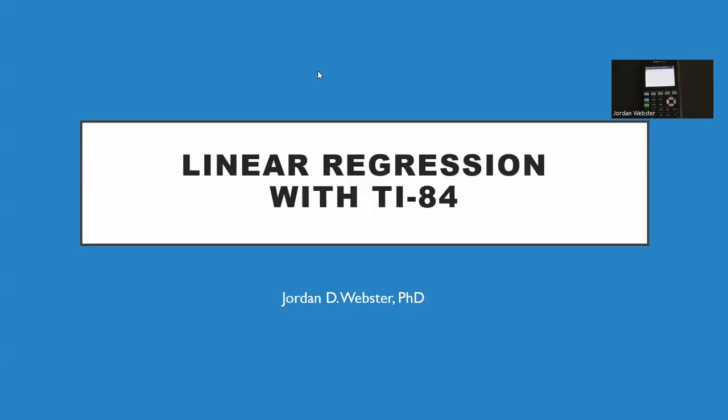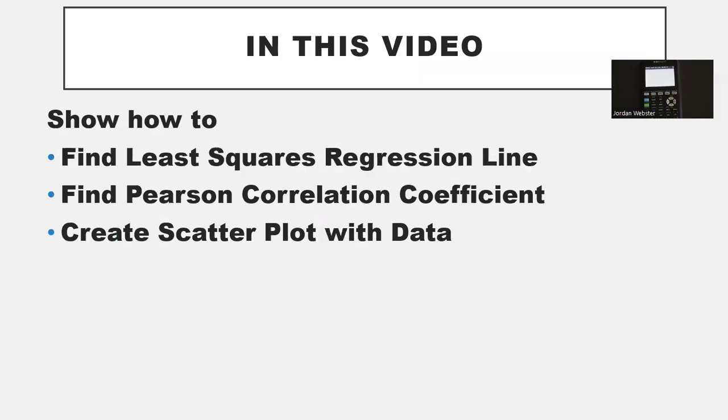In this video, we're going to show how to do linear regression with the TI-84 calculator. Now, we're going to show how to do a few things. First off, the most important part is we're going to show how to find the least squares regression line from a given set of data. We're also going to be able to find the Pearson Correlation Coefficient from that set of data.